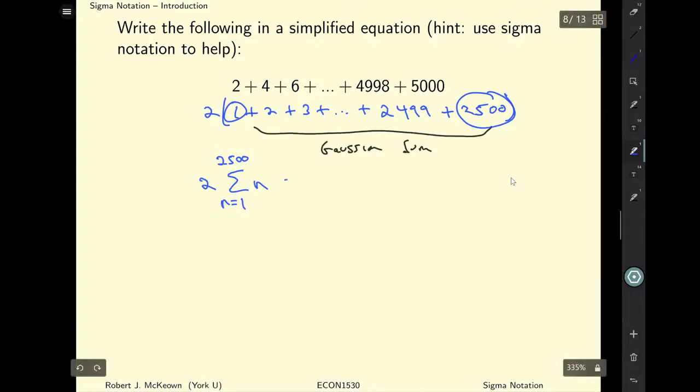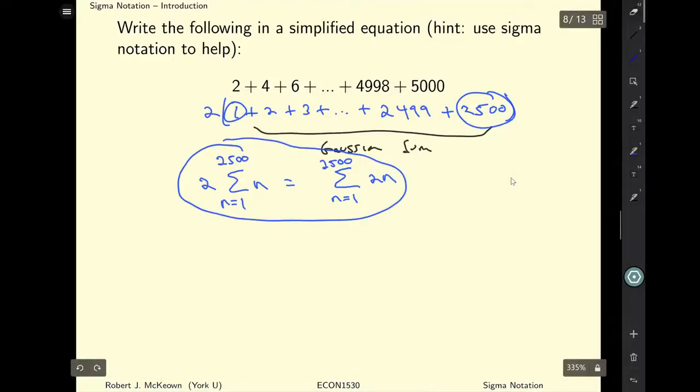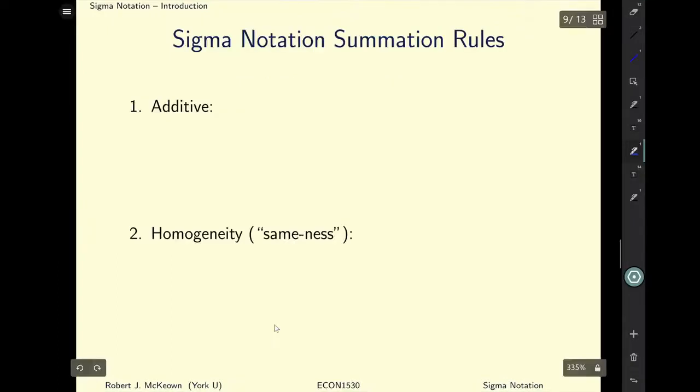And I could also have written it like this. These are equal to each other. Right? Let me just, could even make the equal sign bigger. They're equal to each other. So sigma notation is additive.